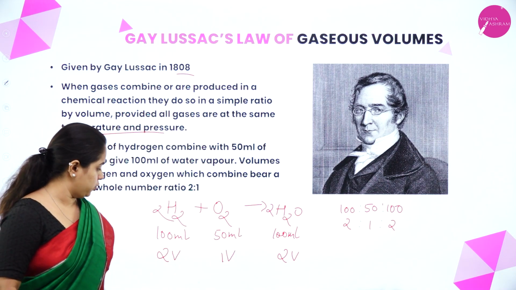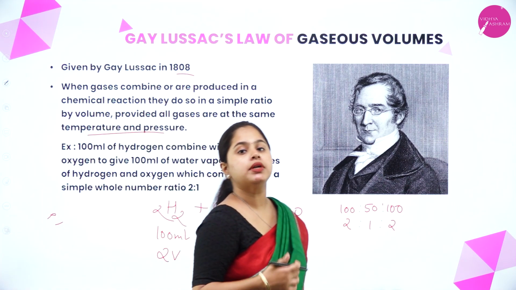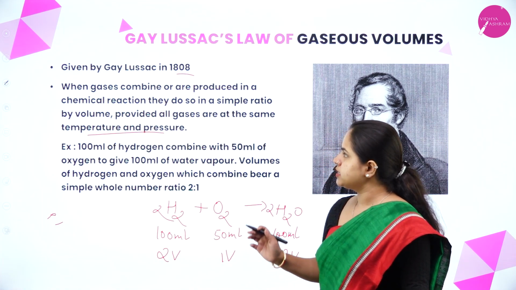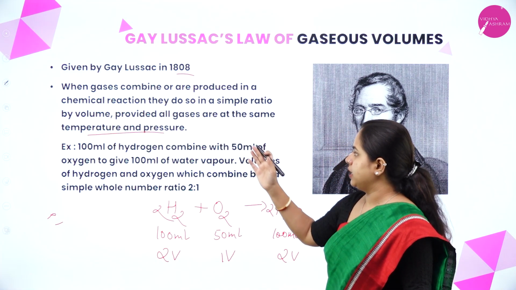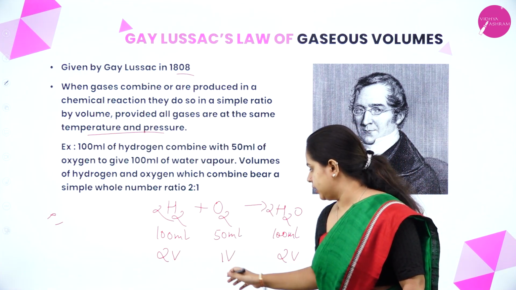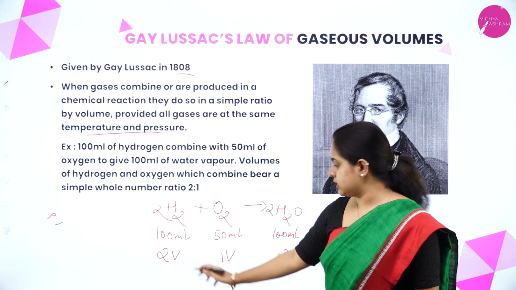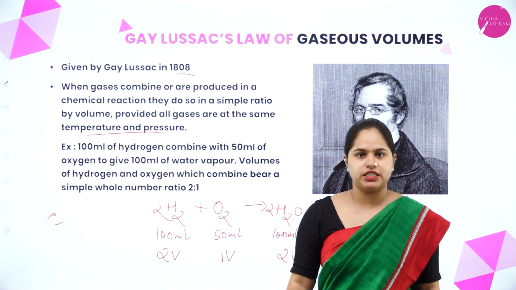Again you can see the ratio here is 2:1:2, under the same temperature and pressure. Yes, so I'll read it out again. When gases combine or are produced in a chemical reaction, they do so in a simple ratio by volume. See, the ratio between the two gases is 2:1, provided all gases are at the same temperature and pressure.